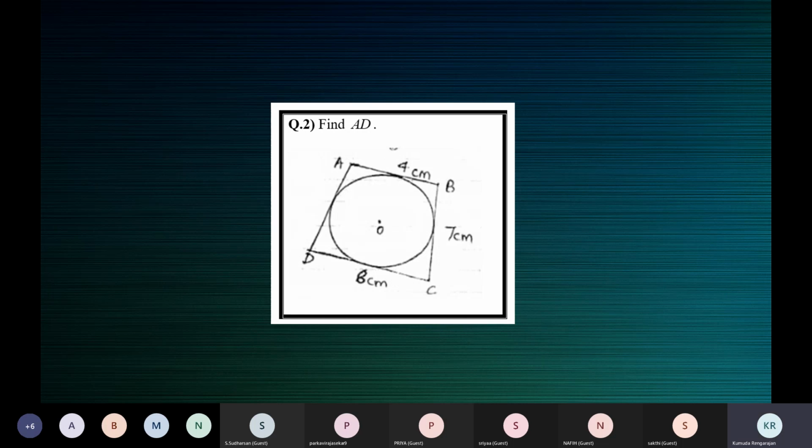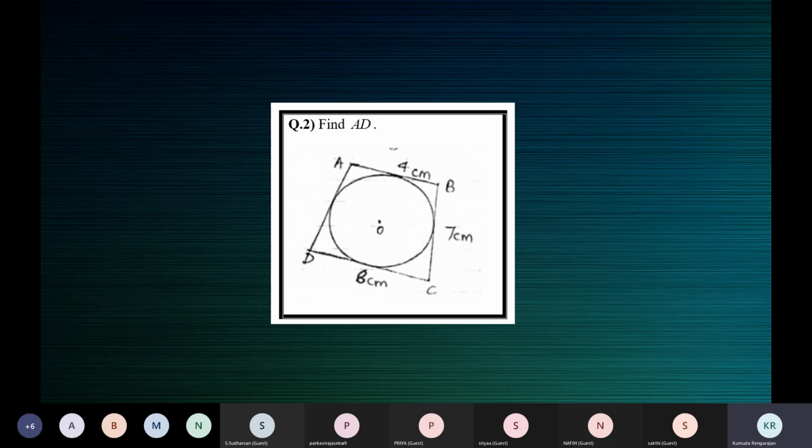So here we have to find AD. You can see that the quadrilateral ABCD circumscribes the circle with center O. Now there's a very interesting property. In such a case, when a quadrilateral circumscribes a circle, the sum of its opposite sides are equal.